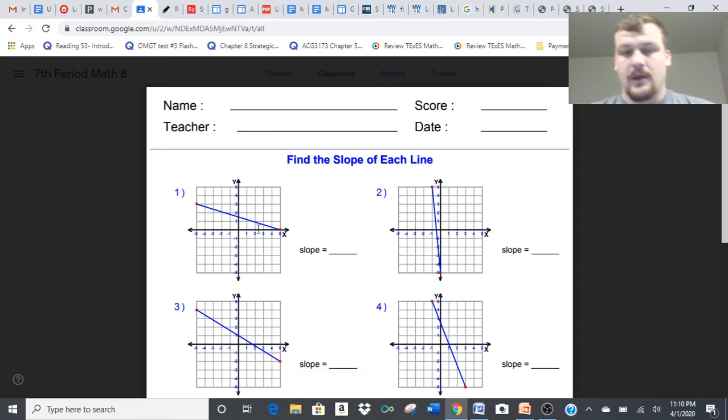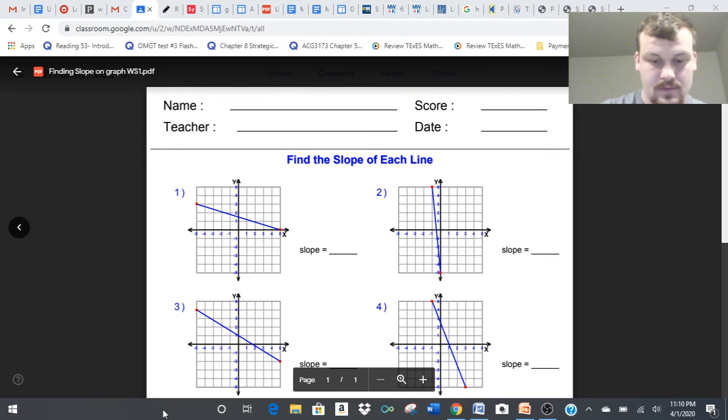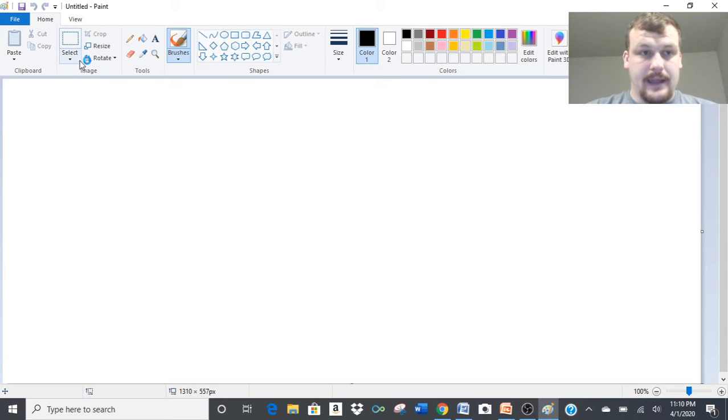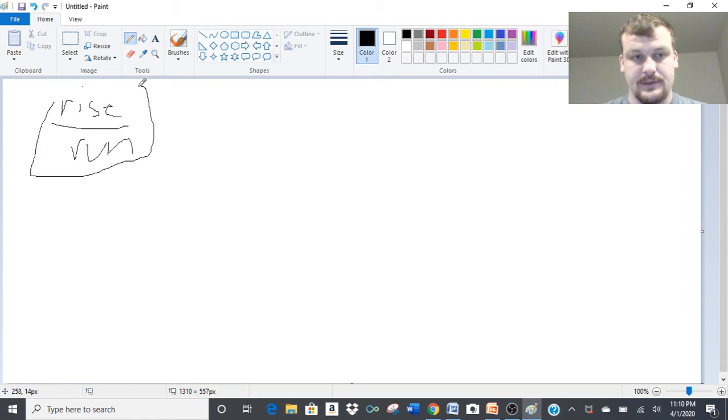All right, so we're going to go over number 1. Remember, if it's on a graph, think rise over run. So, let me open up Paint real quick. Think rise over run anytime that's on a graph. So we see a graph here. So this is what we're going to think right here, rise over run.